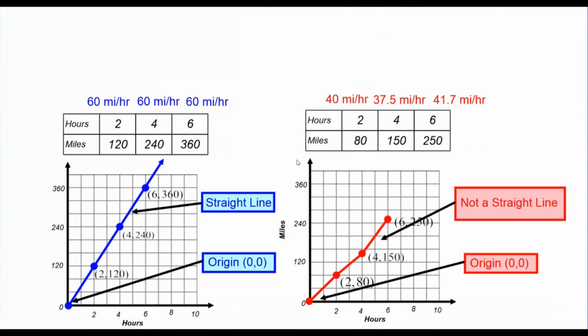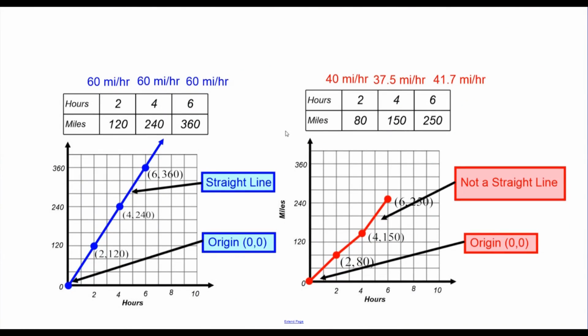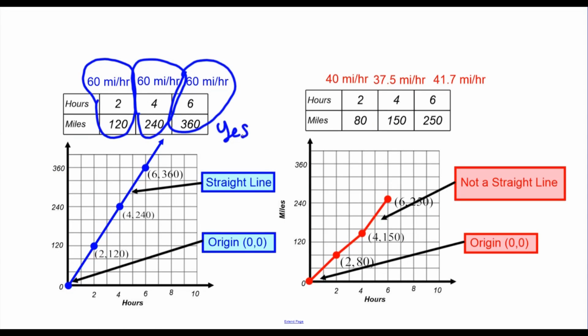Here's a couple more examples. Here we're comparing miles and hours. And again, on the left, I have a proportional relationship because I can tell from the table. Every one of these ratios is a constant unit rate. It's 60 miles per hour. This is 60 miles per hour, and this is 60 miles per hour. So I know that this is a proportional relationship.